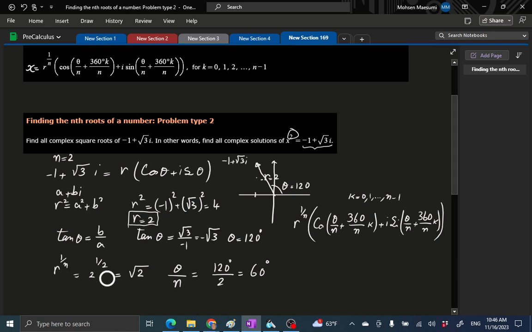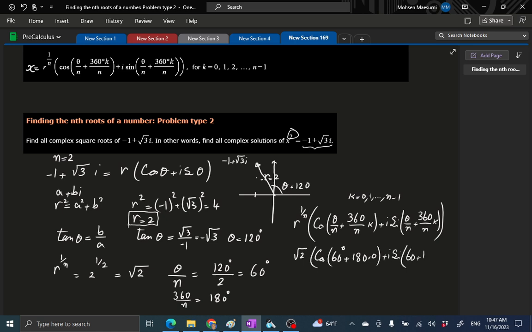So r to the power of 1 over n is just radical 2. So I write radical 2. Cosine of theta over n is 60 degrees. How about 360 over n? 360 over n, just 180 degrees. So 180, first choice of k is just 0. i sine of same angle, so 60 plus 180 times 0.